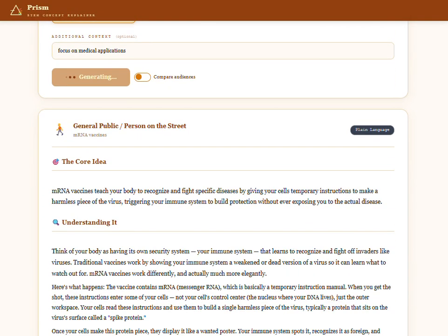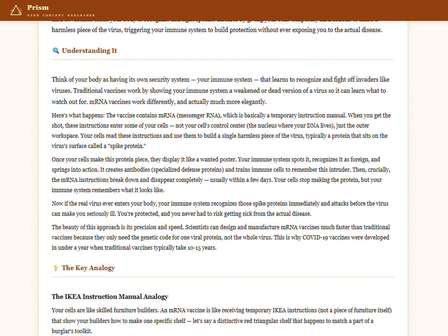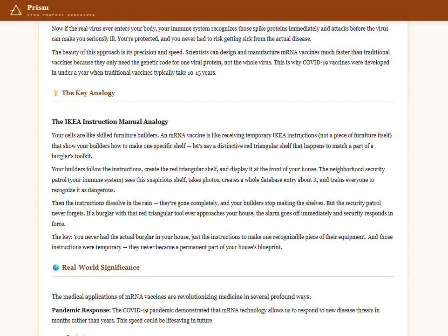So for a general person on the street or the general public, in plain language, what is the core idea of mRNA vaccines, and then understanding it. What is the key analogy that will help us understand? Like an instruction manual analogy for the mRNA vaccine, receiving temporary instructions, but not the furniture itself, which shows how to make one specific shelf that happens to match a part of some other toolkit.